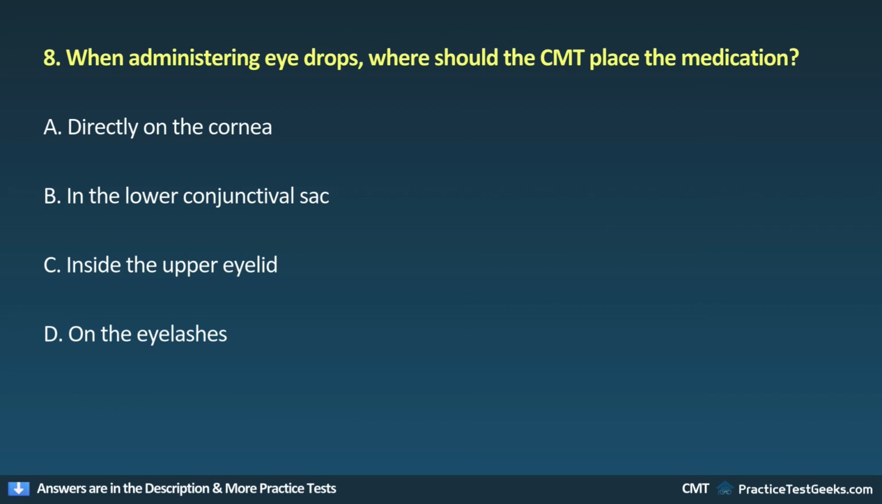8. When administering eye drops, where should the CMT place the medication? A. Directly on the cornea. B. In the lower conjunctival sac. C. Inside the upper eyelid. D. On the eyelashes.